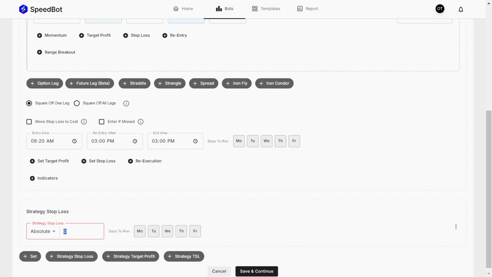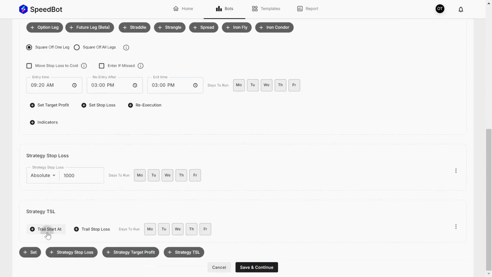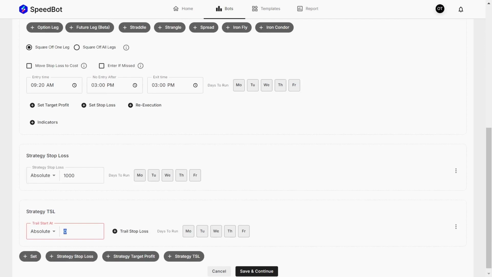Let us say that on the strategy level basis, 1000 rupees is my stop loss. Now I wish to trail this particular stop loss whenever there is an upside movement. Let's select over here. I need to add an activation value, that is, at what particular MTM I would like to start this trailing, and by how many rupees I would like to trail. These are the two metrics that I need for the strategy level TSL.